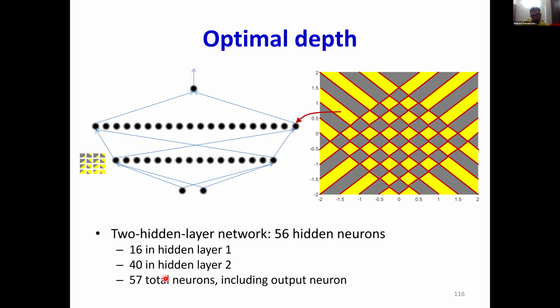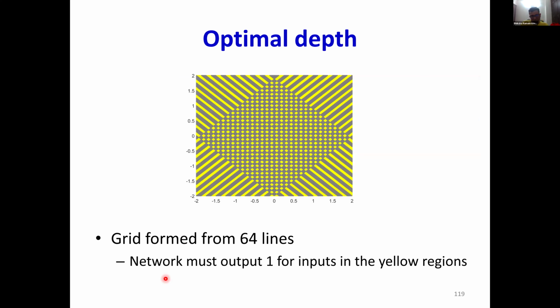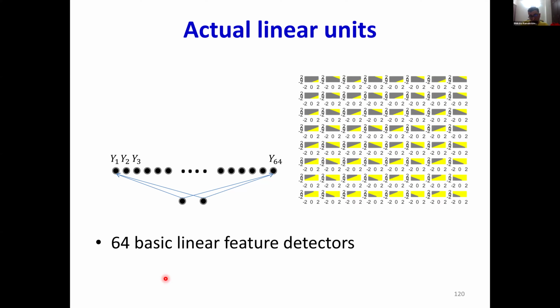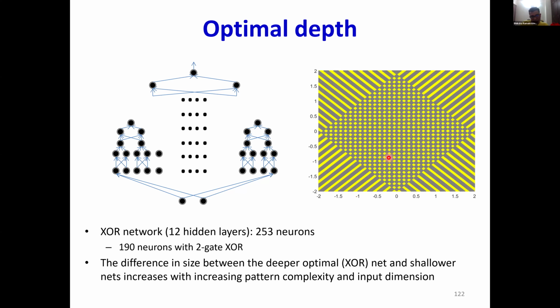Now, the difference is not great over here, but if I compose a grid of 64 lines, like so, then I'd need 64 basic linear detectors. There are 544 yellow boxes. So a 2-layer network would require 609 total neurons. But this again is an XOR over the 64 lines. So 64 lines is 63 times 2, it's 126. 126 plus 64. I'm going to need only 190 neurons as opposed to 609 neurons to compose this function. So even going beyond 2 layers, if I let it go arbitrarily deep, the network is going to be much smaller. Now this is a star.